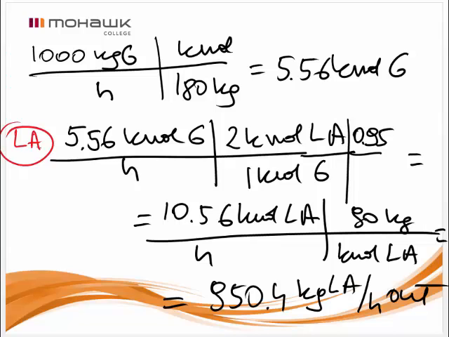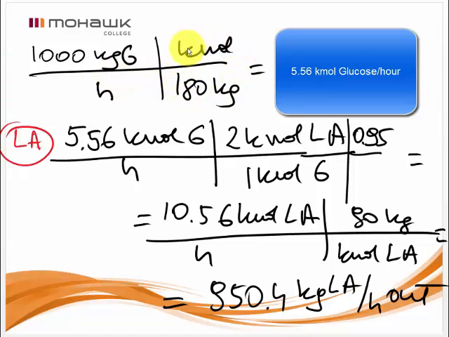Since we have a chemical reaction here, we cannot run our calculations using the mass or mass flow rates. We have to convert the glucose, 1000 kilograms of the glucose per hour, into kilogram moles using the molecular mass of the glucose. So 1000 kilograms of glucose per hour divided by the molecular mass of the glucose would give us 5.56 kilogram moles of glucose per hour.